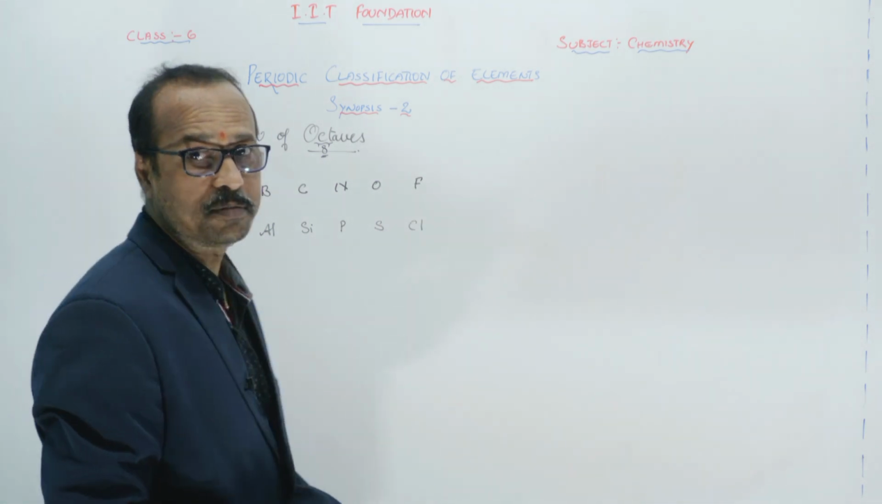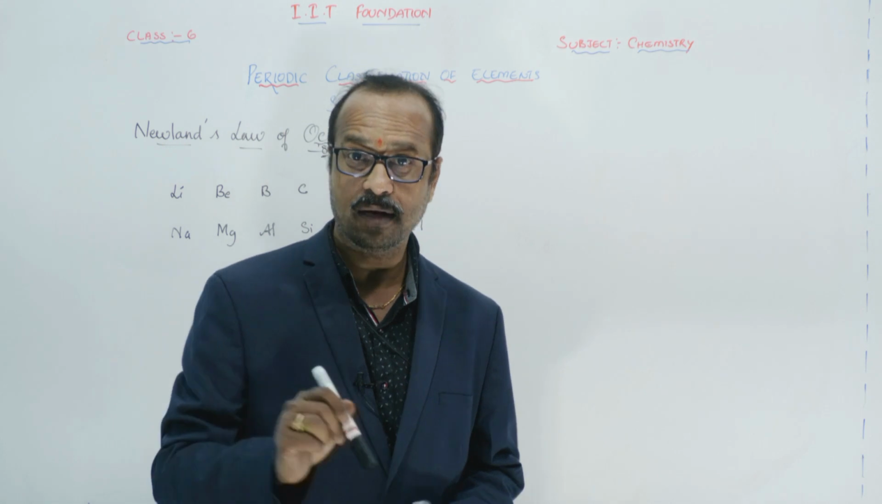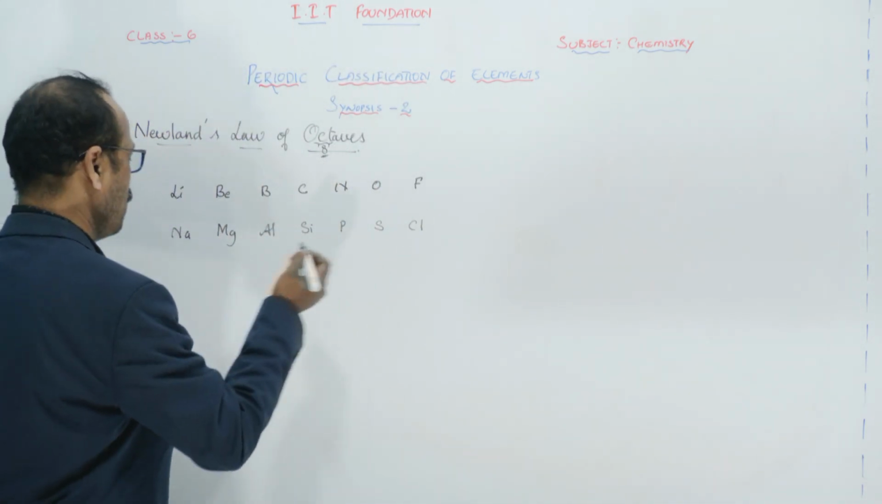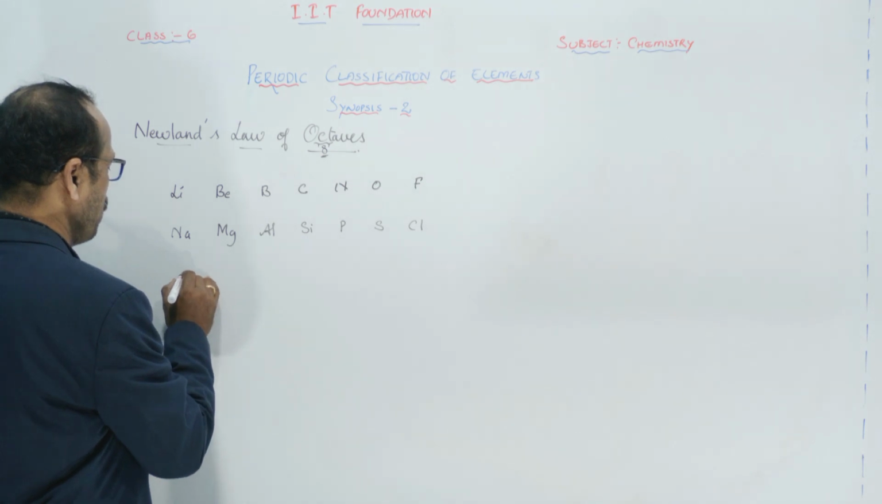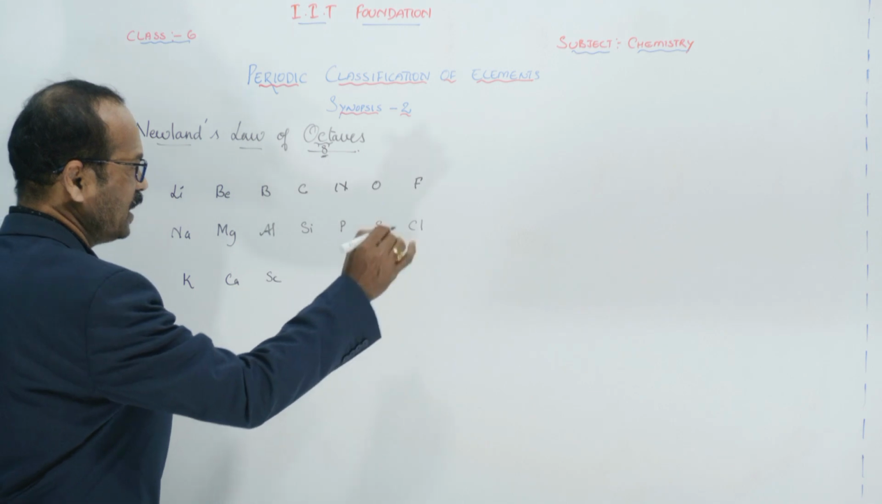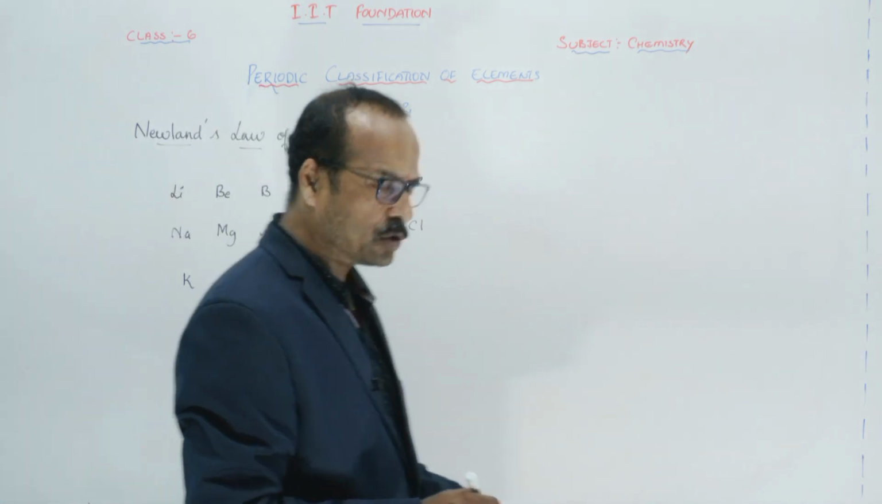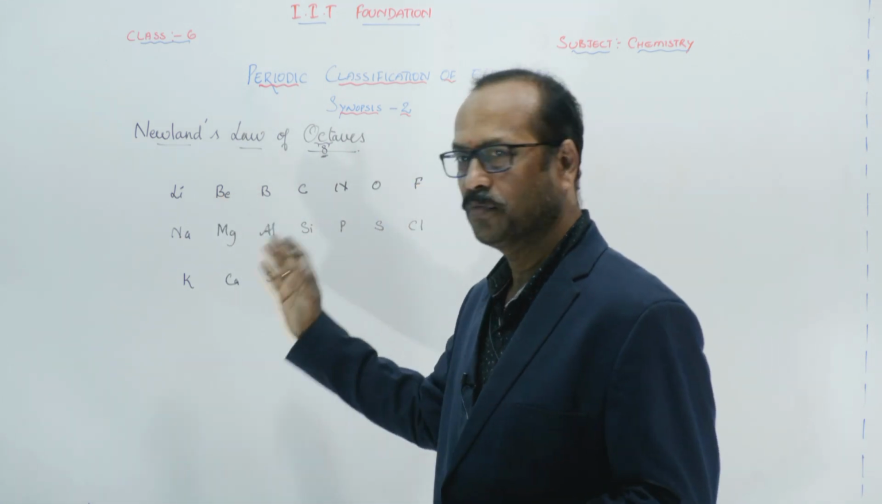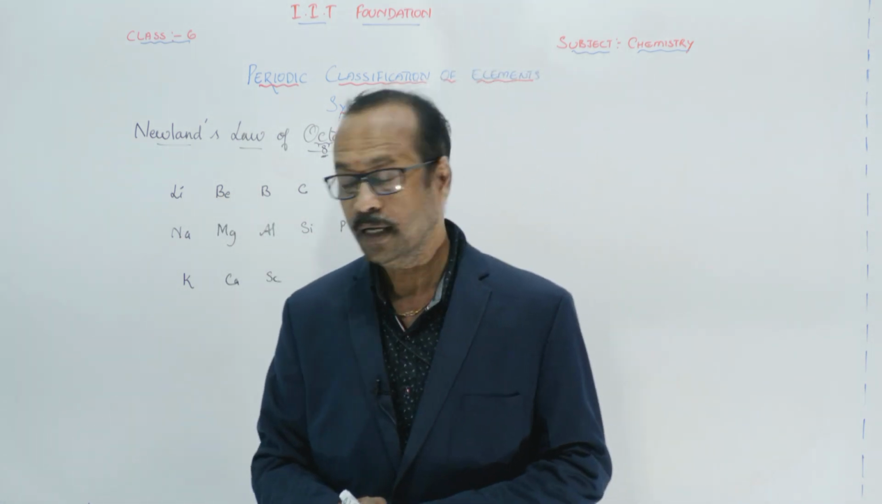After chlorine, again comes argon, again an inert gas, and inert gases were not discovered. So after chlorine, the next comes potassium, calcium, scandium, and elements like these. He arranged all these elements like this in increasing order of their atomic masses.